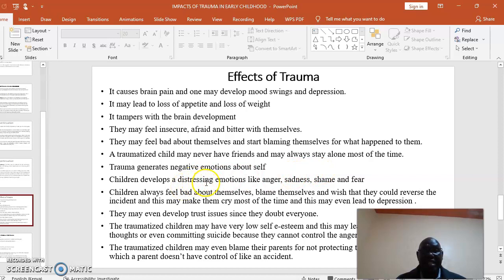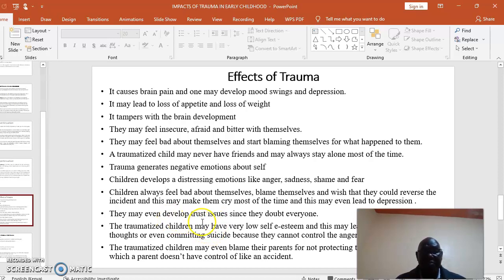Trauma generates negative emotions about oneself. Children develop distressing emotions like anger, sadness, shame, and fear. Children always feel bad about themselves, blame themselves, and wish that they could reverse the incident. And this may make them cry most of the time, and this may even lead to depression.